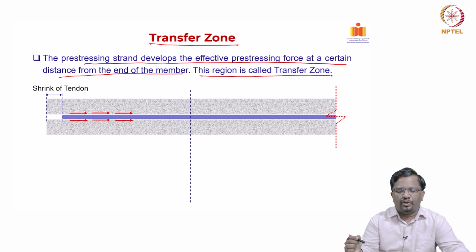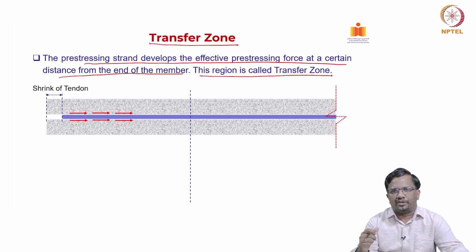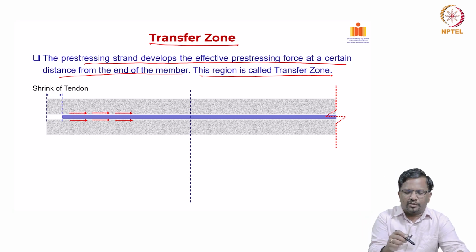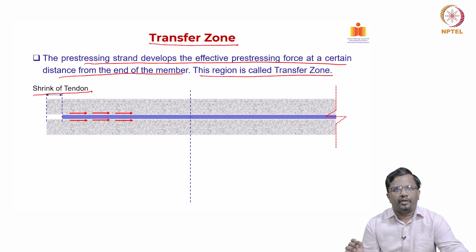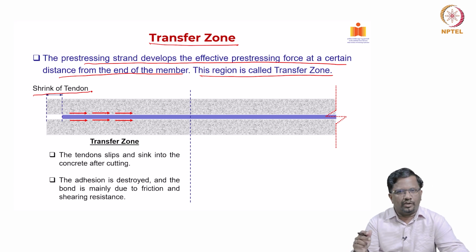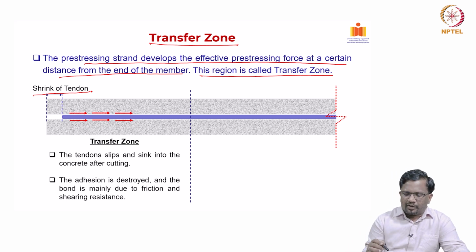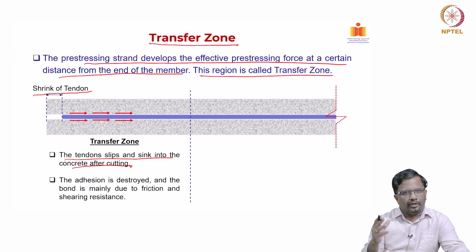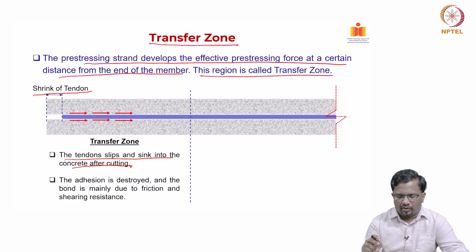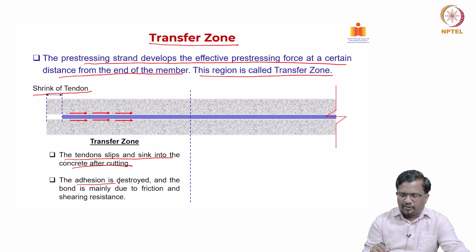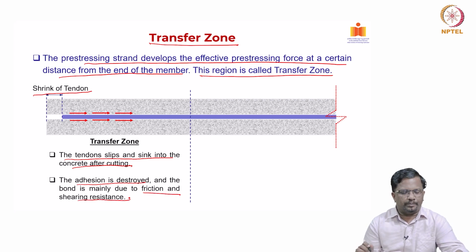So, as soon as you cut the strand, the tendency of the pre-stressing strand is to go inside the concrete up to a certain distance. That is what we call the shrink of the tendon, and then the bond is eventually developed. So, in the transfer zone, the tendons slip and sink into the concrete after cutting. Now, we talked about the 3 sources of bond. When that happens, the adhesion is destroyed and the bond comes only from friction and shearing resistance that we talked about in the previous slide.